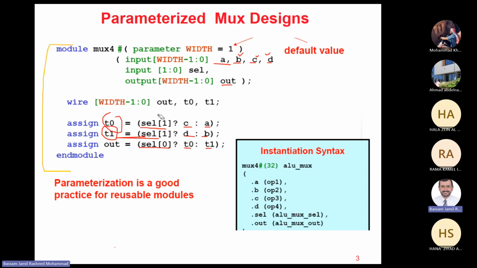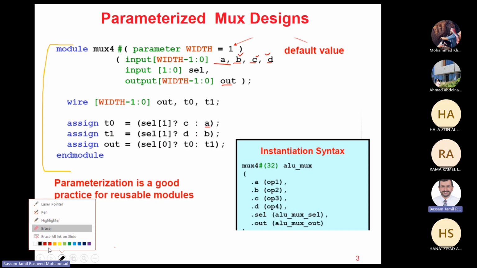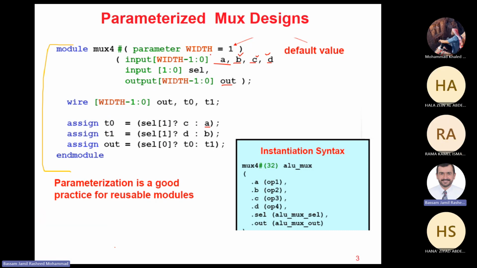Notice that here the width is a parameter. I'm giving it a default value of 1. Now I'm saying that my A, B, C, D, these are inputs of width equal to the parameter width, which can be any number. It has to be a positive integer, by the way. And here the output is defined the same way, and the intermediate variables and the output are defined this way as well.